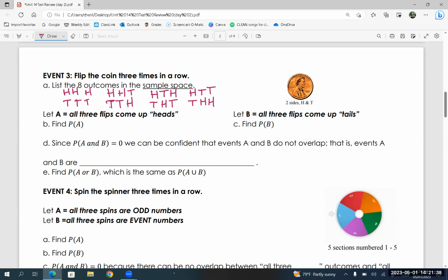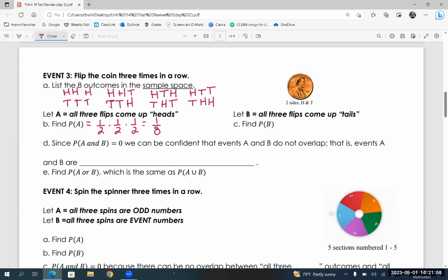Part B, find the probability of A. So that's flipping the coin, all 3 flips come up heads. So the probability of getting heads would be 1/2. So this would be 1/2 times 1/2 times 1/2, because there are 3 flips. So that would be 1/8.